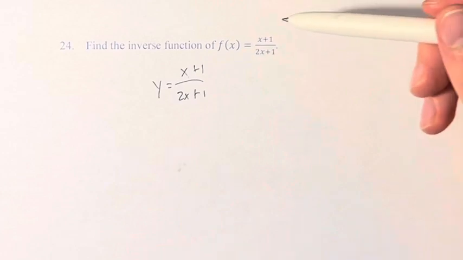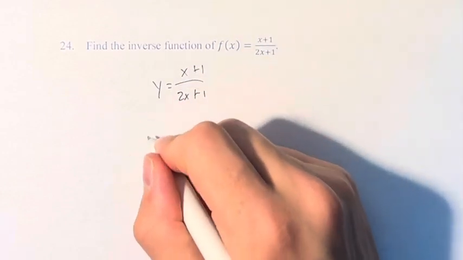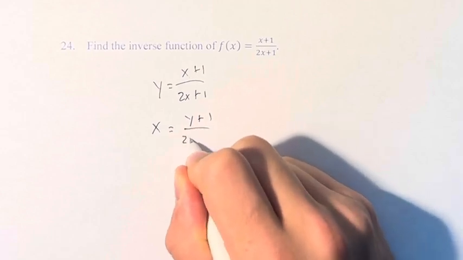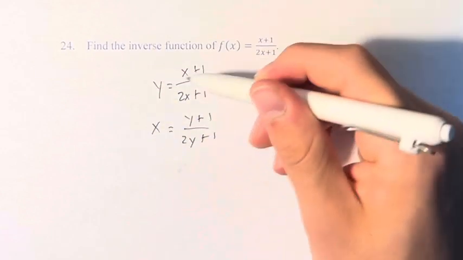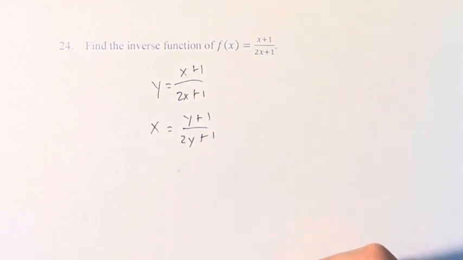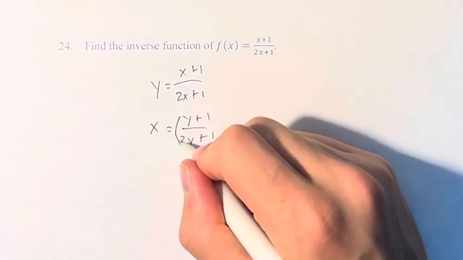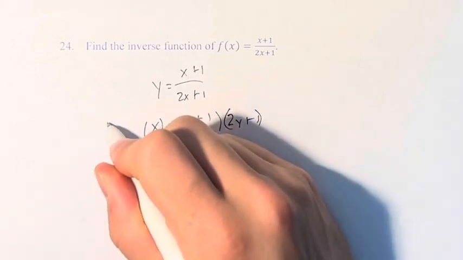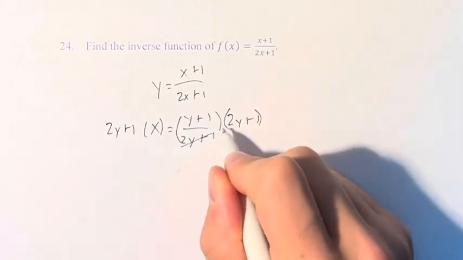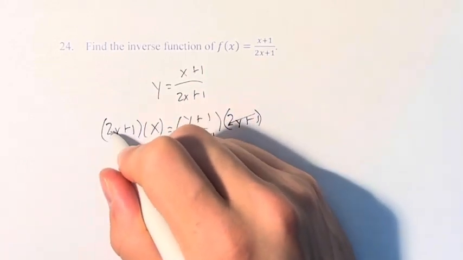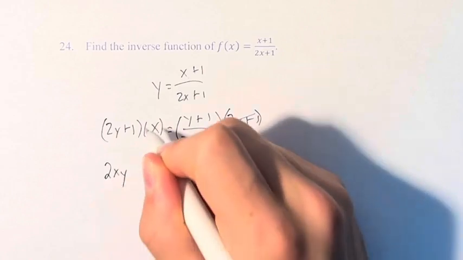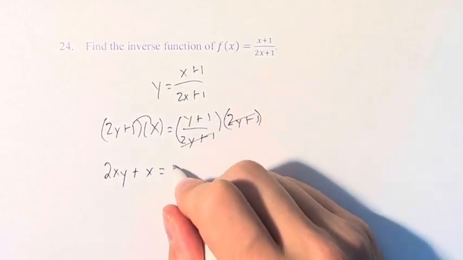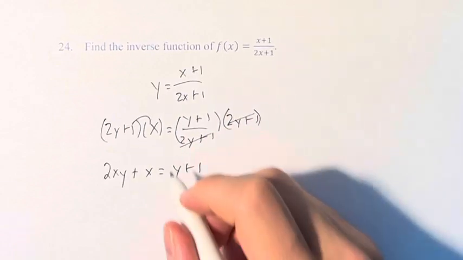To solve for the inverse function, we have to swap x and y. So this becomes x is equal to y plus 1 over 2y plus 1, right? y becomes x, x becomes y. And now we just have to solve for y. So we can multiply both sides by 2y plus 1. These cancel, and we're left with 2y times x is 2xy, 1 times x is just x, and this is equal to what's left over here, y plus 1.